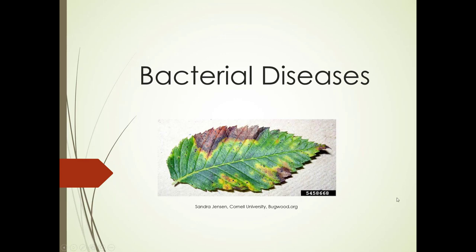So we're going back to diseases. This is bacterial diseases. This particular disease here is on elms, which of course you may have come across a lot of issues on elms. They do tend to have problems. This is bacterial leaf scorch, which is a bacterial disease.